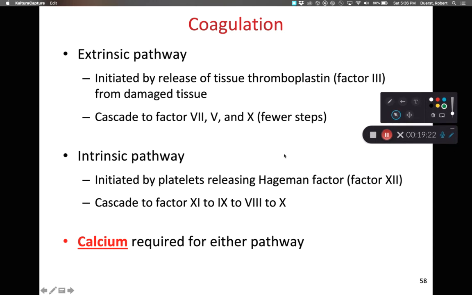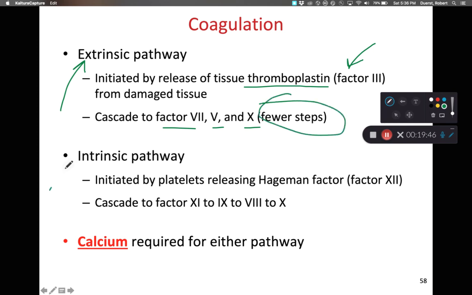And then next we're going to have coagulation. As we look at this last step, coagulation is going to involve the fibrin mesh. So I've spent a lot of time talking about it on the previous slides, so we're going to breeze through these next 2 to 3 slides. With that extrinsic pathway, it's going to be initiated by thromboplastin, factor 3, from the damaged tissues. From factor 3, we go to factor 7, then 5, and then to 10. So extrinsic has fewer steps.